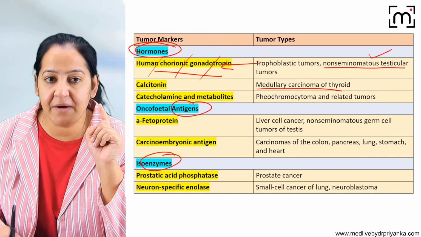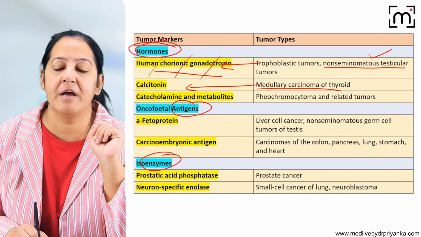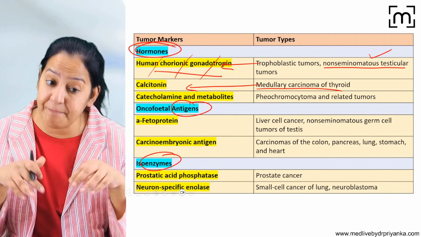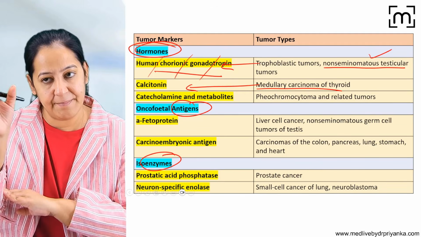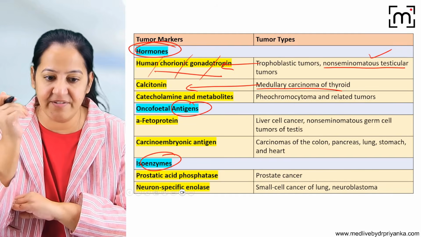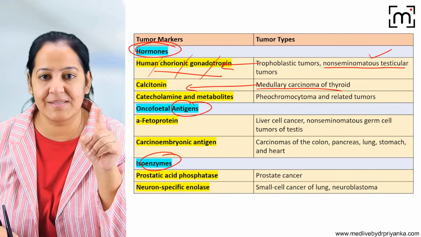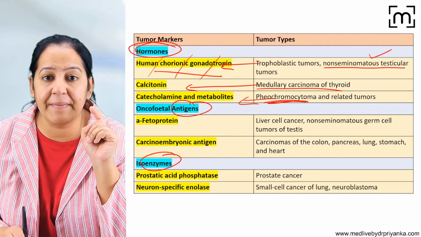Okay, medullary carcinoma of thyroid secretes calcitonin in the blood. For example, there is a lady in my clinic having a thyroid swelling, and I am suspecting the lady is having medullary carcinoma of thyroid. So I will take the blood sample and look for calcitonin. If calcitonin is elevated in the blood, the diagnosis is confirmed, the lady is having medullary carcinoma. So this is how. Pheochromocytoma secretes catecholamine in the blood.